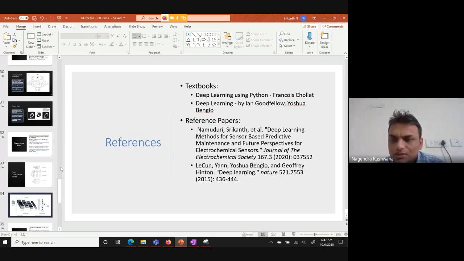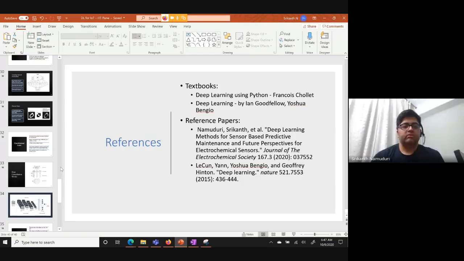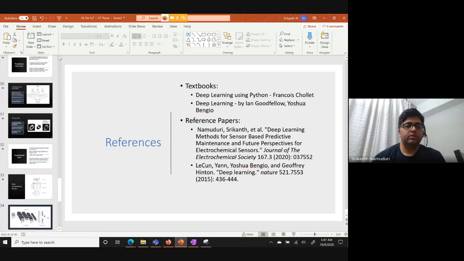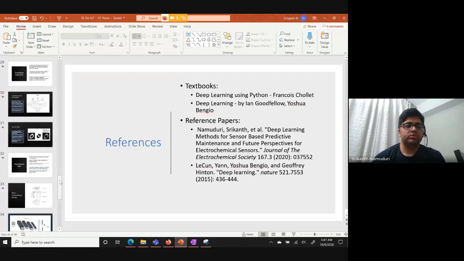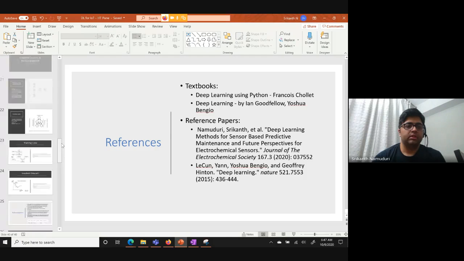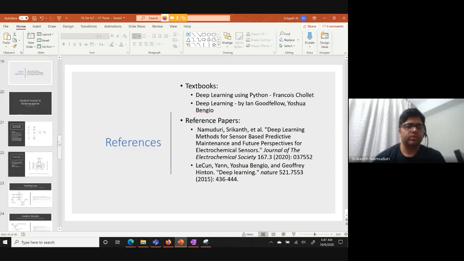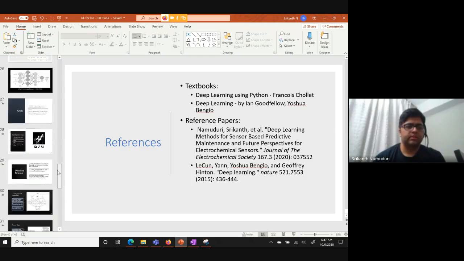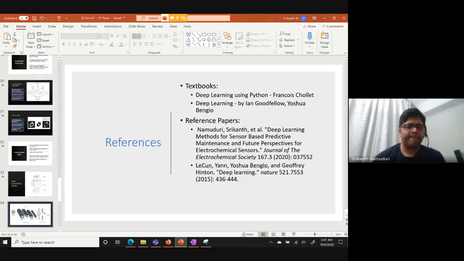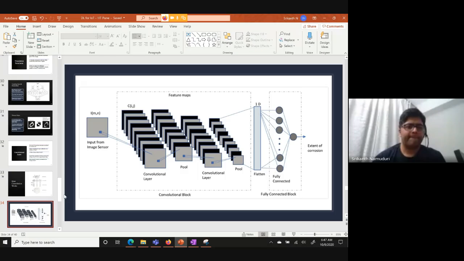Okay, sir. I'm taking the last question. What is convolution and pool? Convolution and pooling. Okay, let's go back to the convolutional neural network image. Sorry, I shot past. There we go. It was this slide.